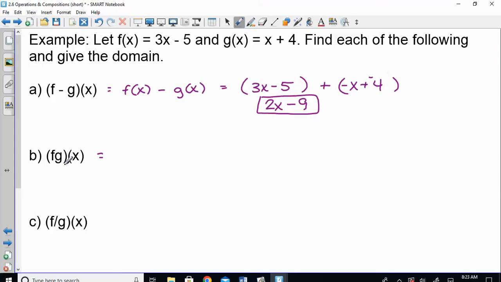But it says give the domain. So from yesterday, we know if we have a fraction, the bottom can't be 0. If we have a radical, we have to have a positive underneath. This has no fraction and no radical, so what's my domain?